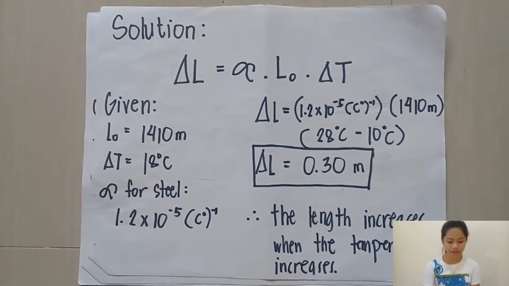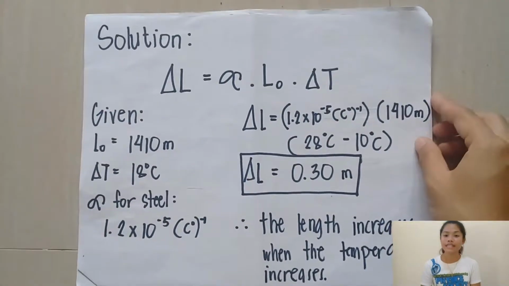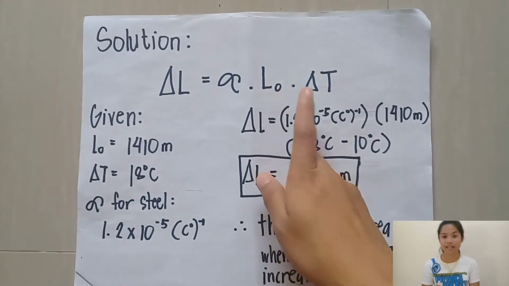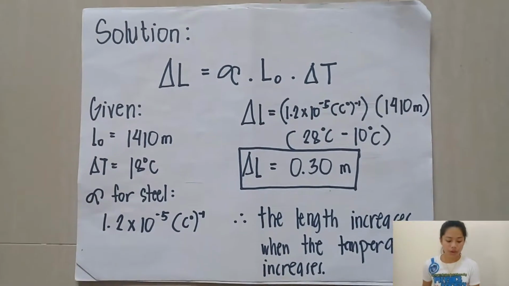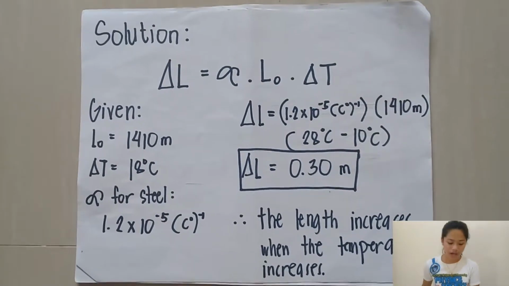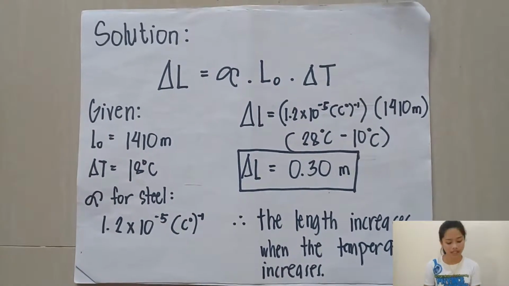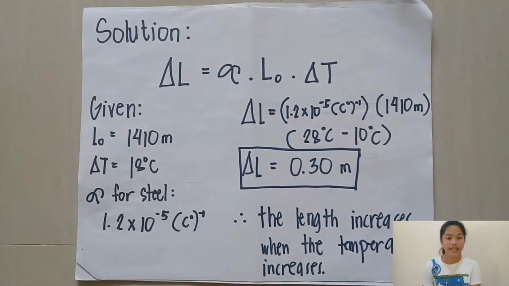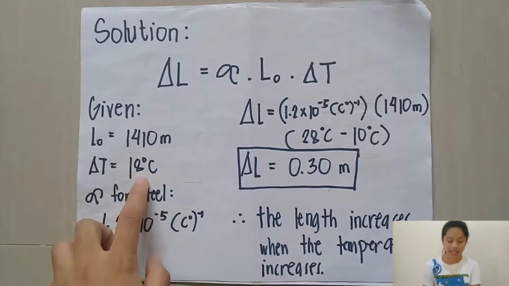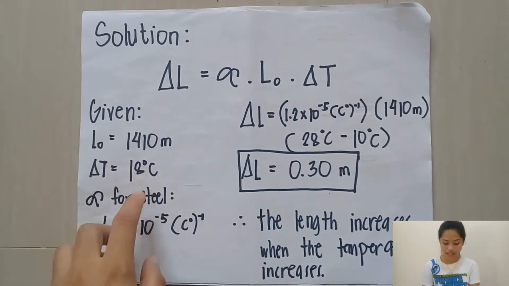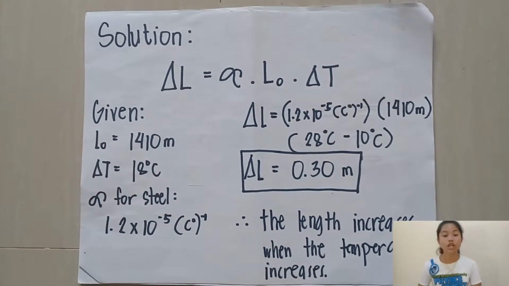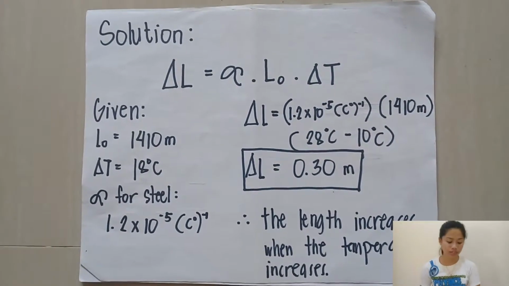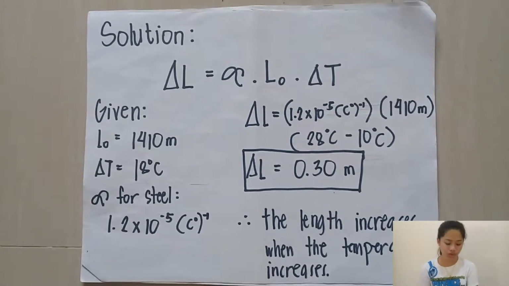Solution. So, delta L is equal to alpha dot L naught dot delta T. So, the given values are L naught, which is 1,410 meters, then delta T, which is 18 degrees Celsius, since 28 degrees Celsius minus 10 degrees Celsius, so delta T is 18 degrees Celsius.